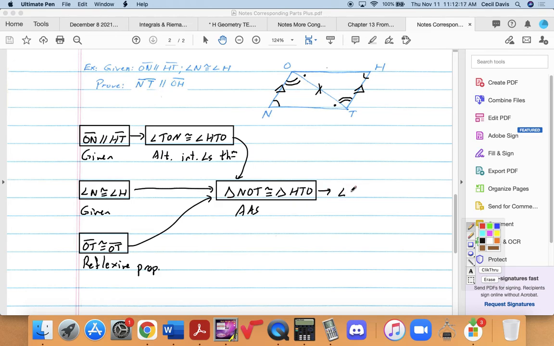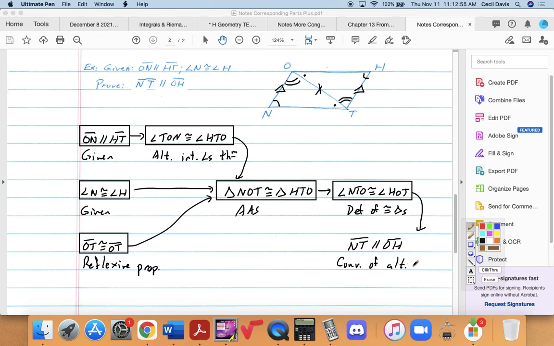So angle NTO is congruent to angle HOT by the definition of congruent triangles. And therefore, NT is parallel to OH. Exactly. By the converse of the alternate interior angles theorem. There you go, the converse of the alternate interior angles theorem.